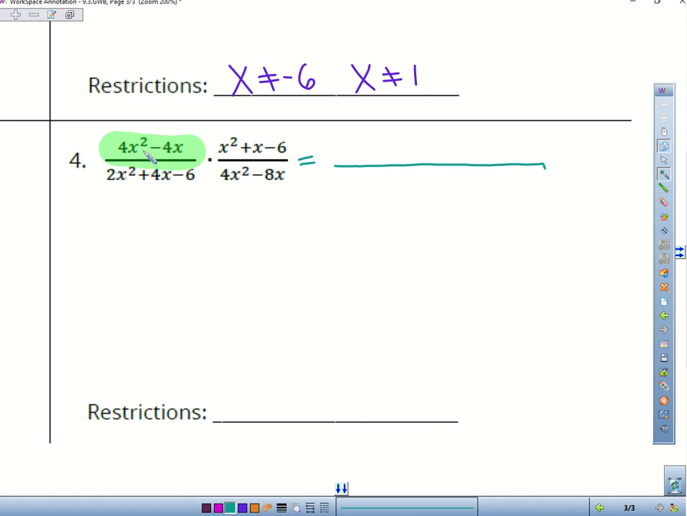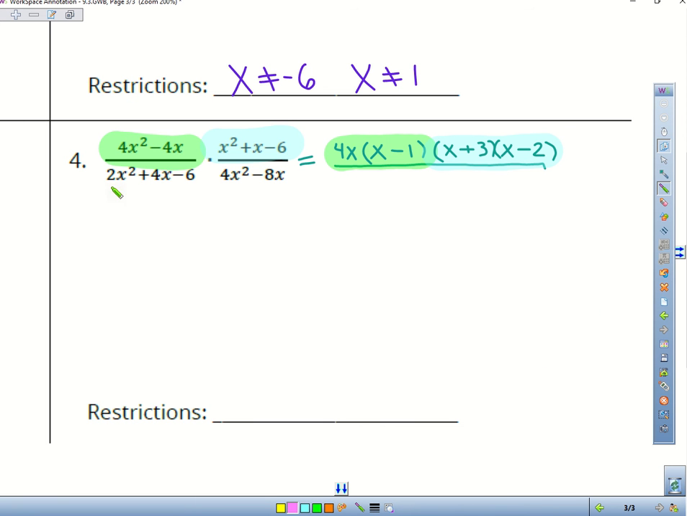So what can we factor out of this one? 4x. Which should just leave us with x minus 1, right? And then on this one, we cannot take anything out, but we can factor it into two binomials, right? What two binomials would that factor into? X minus 2, x plus 3. Yes. Positive 3, negative 2 would work.